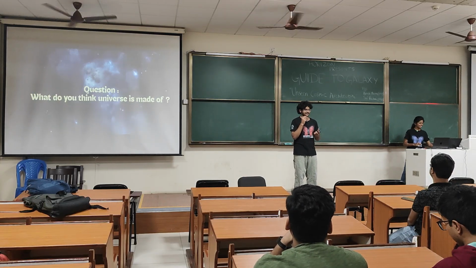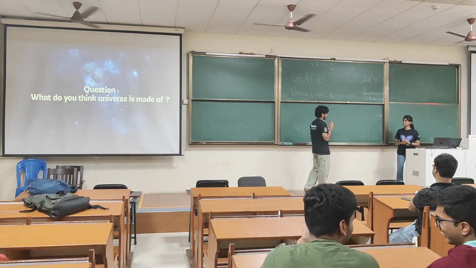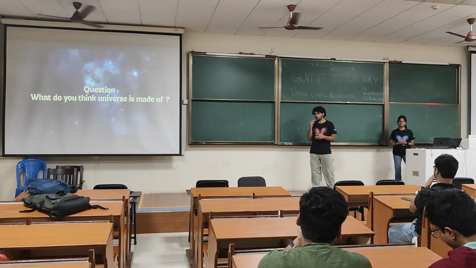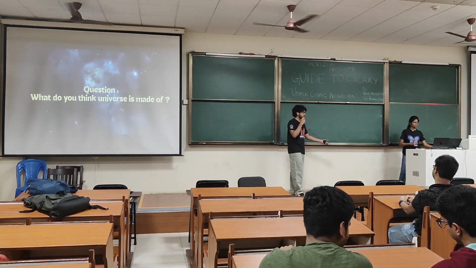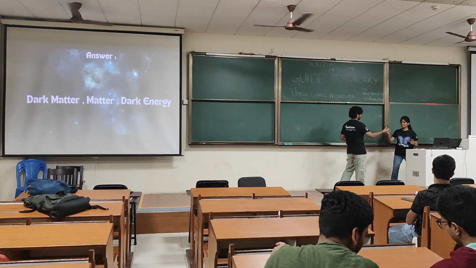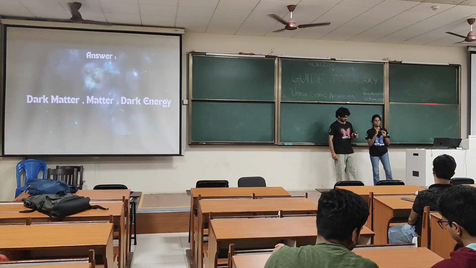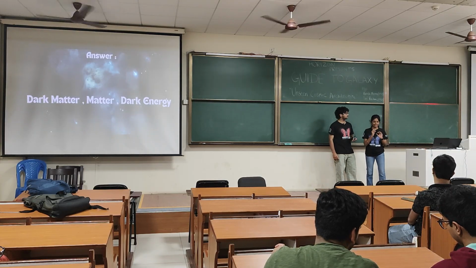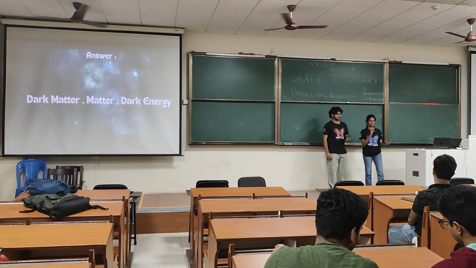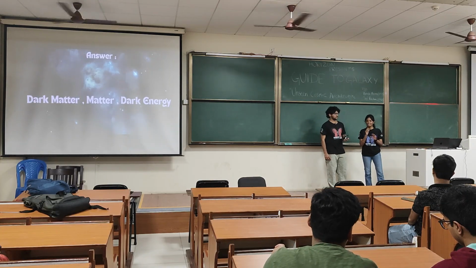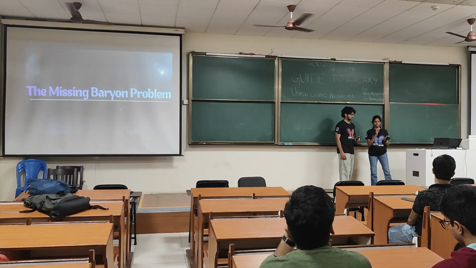Darkness. Okay. So as we know, our universe is made up of approximately 5% matter, and the rest is dark energy and dark matter. The answer was yes, dark matter, dark energy. But what if I told you that about half of the ordinary matter was just missing for almost 2 decades, until very recently they found it? That brings us to the missing baryon problem.